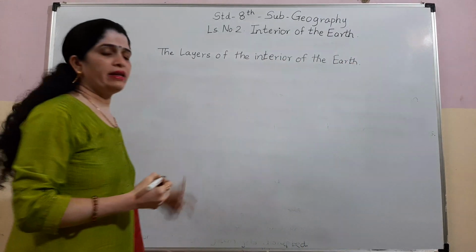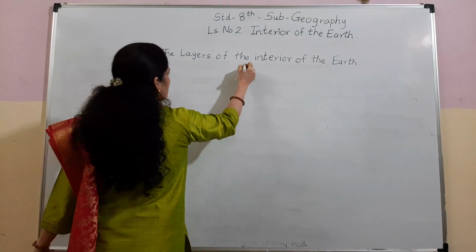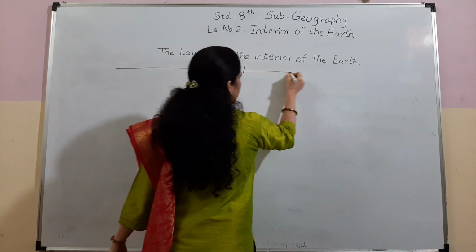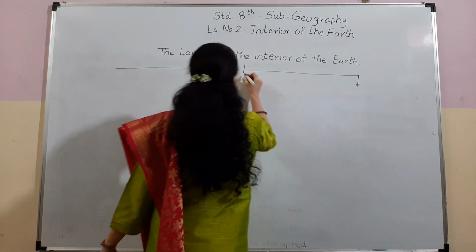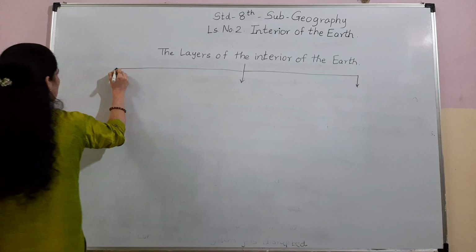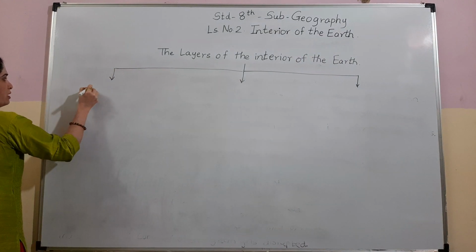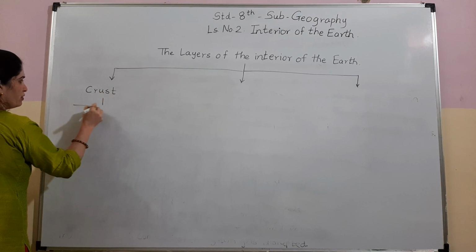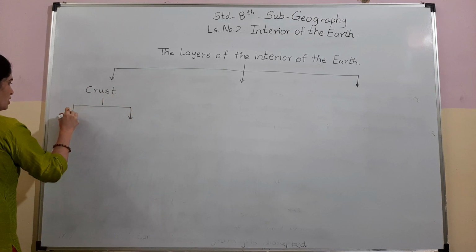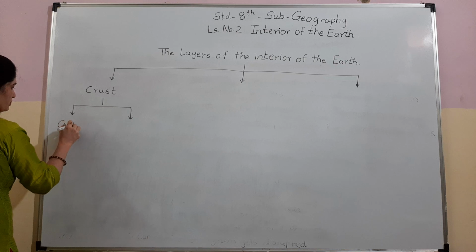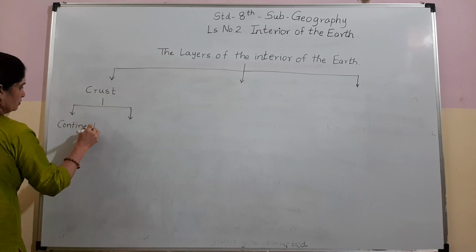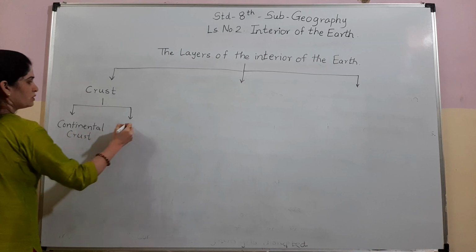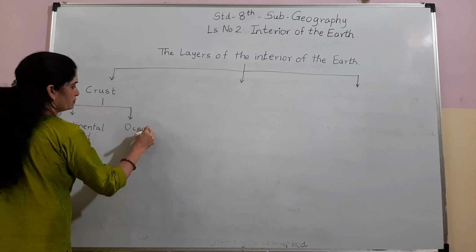Dear children, the layers of the interior of the earth: there are basically 3 layers of the interior of the earth, and they are: first is the crust. The outermost layer of the earth's interior is the crust. It is again further divided into continental crust and oceanic crust.